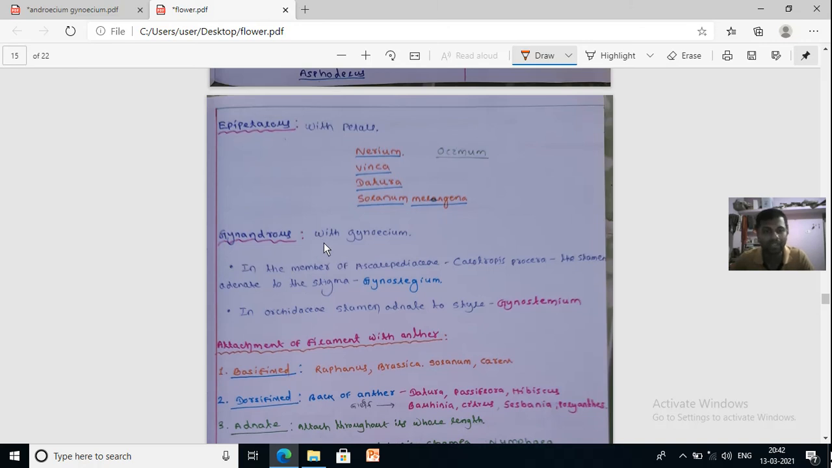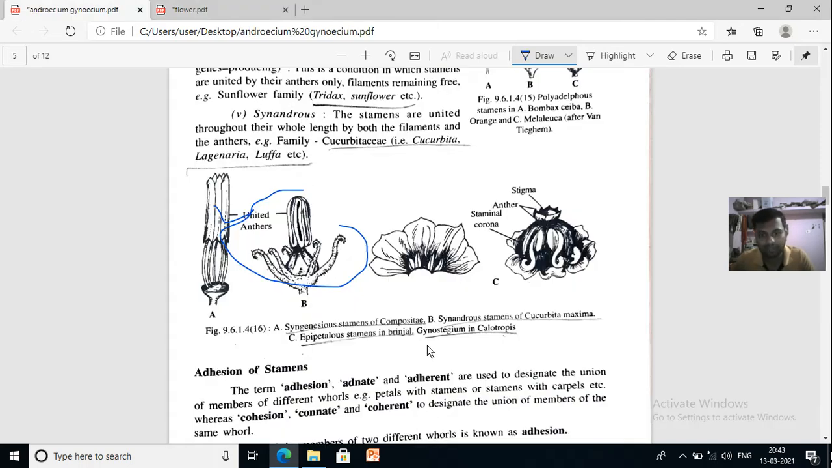When the stamen is attached to the gynoecium, the condition is known as the gynandrous condition. It is commonly found in the family Asclepiadaceae. In Asclepiadaceae, what happens? The stamens adnate, or attach, with the stigma to form the gynostegium. This point comes most of the time as a question in the examination. Always remember this. The gynostegium condition is found in the Asclepiadaceae family, and now come to the figure here. This is the gynostegium condition.